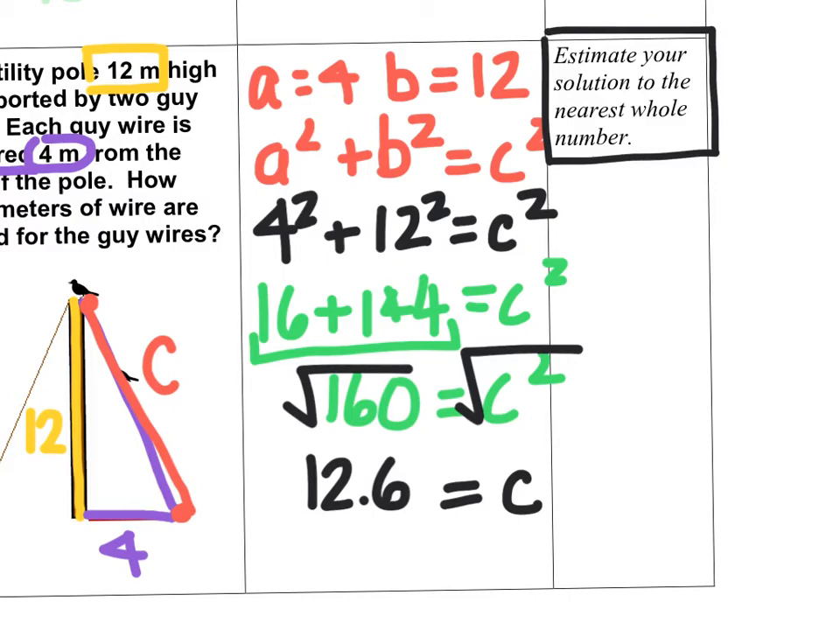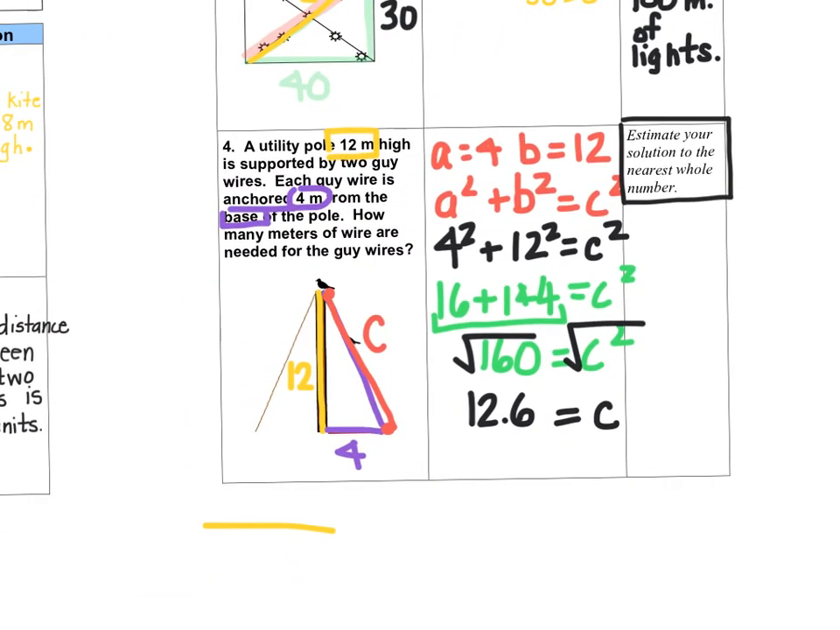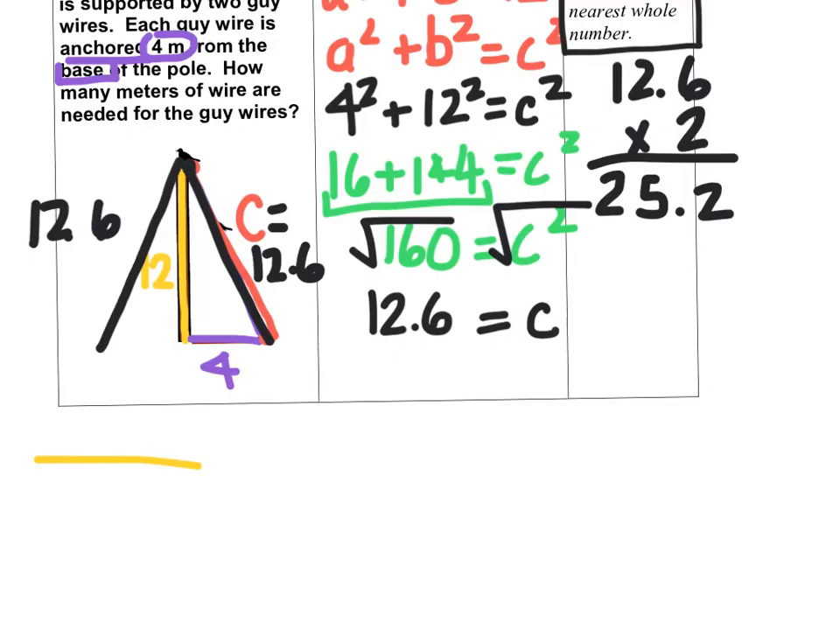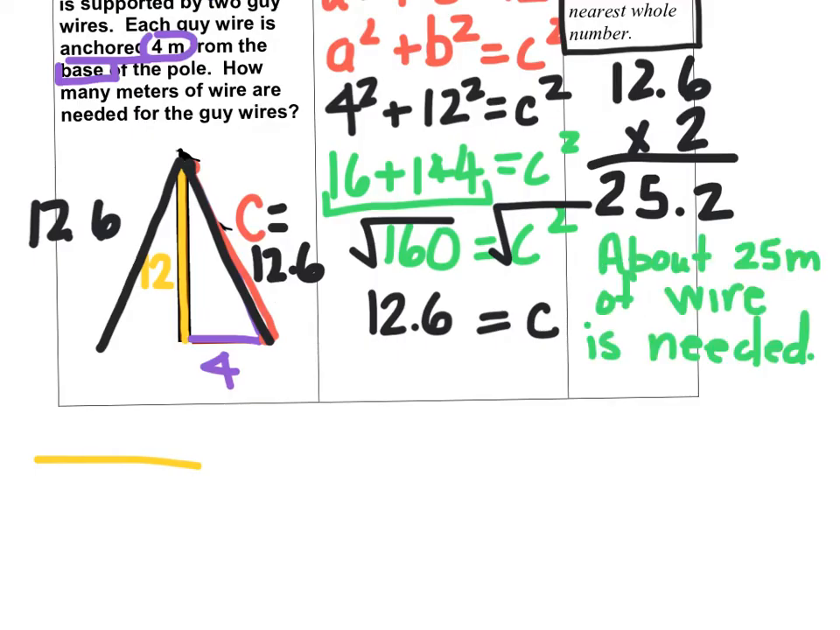So let's take a look back at the beginning of our problem. We know that one guy wire is equal to 12.6, but 2 guy wires are needed to add stability. So we'll have 12 and 6/10. We'll multiply that by 2. So about 25 meters of guy wire is needed.